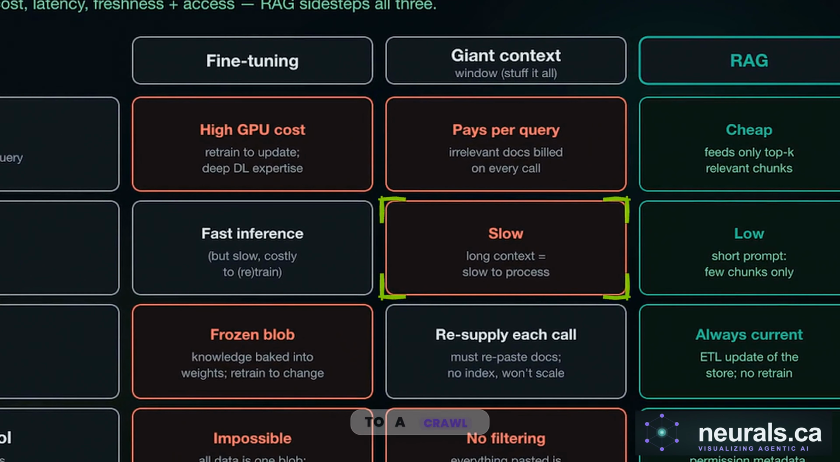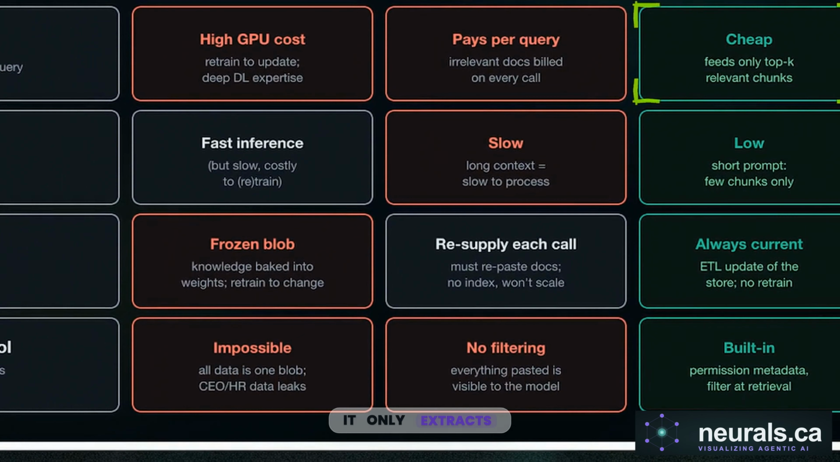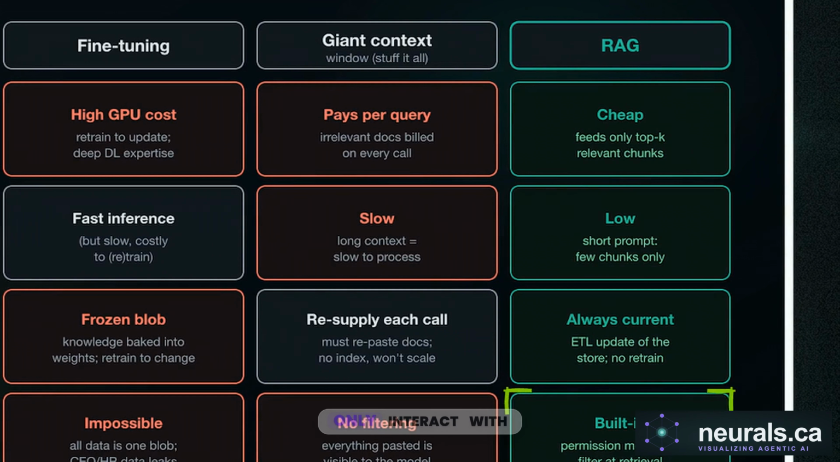The RAG column shows how this architecture sidesteps all three walls. Because it only extracts the top few relevant paragraphs, it remains cheap and fast. Updating facts is as simple as updating a database row, and you can apply standard security permissions at the retrieval step so users only interact with data they are authorized to see.